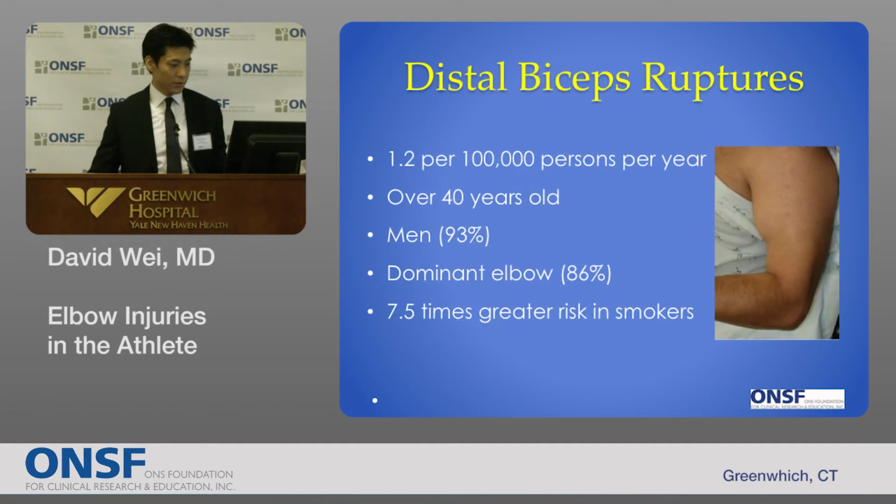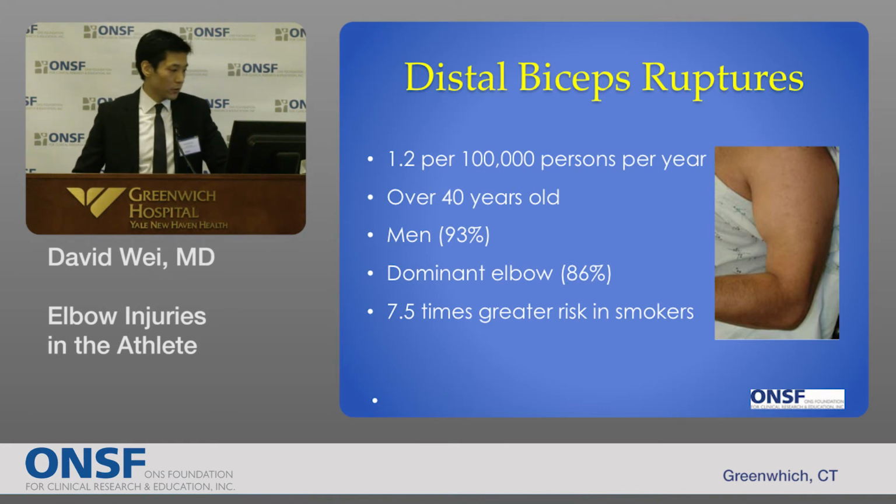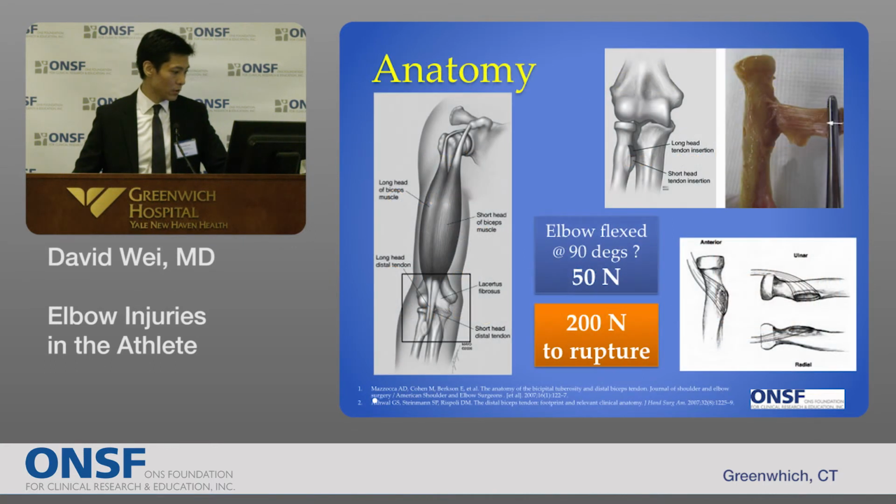So we'll move on to the final topic, which is distal biceps ruptures. This is fairly common. It happens in about 1.2 in 100,000 people, over 40 years old, mostly men, on the dominant side, and oftentimes in people who smoke. There are two heads of the biceps, and they start from the shoulder and insert down into the elbow along the radial tuberosity.